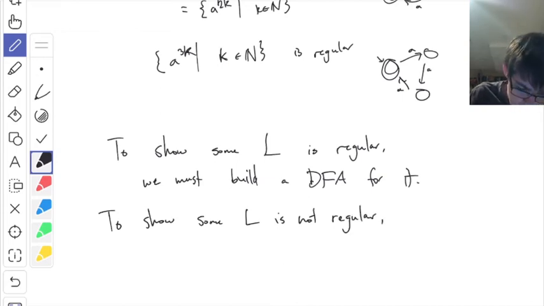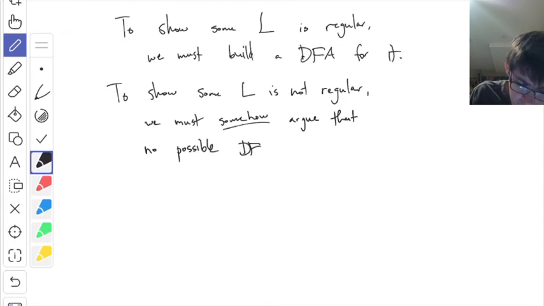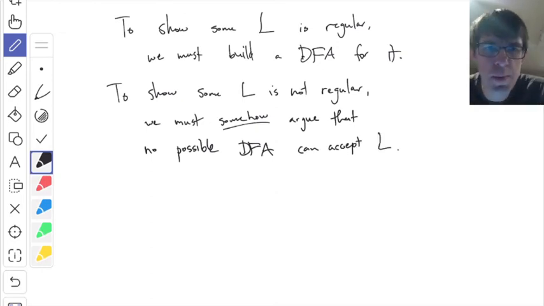But we must, in this case, somehow, I'll say somehow, because it's not obvious how you would do this at all, but we must somehow argue that no possible DFA can accept L. And this, you should imagine, would require some kind of very, maybe abstract proof, right?